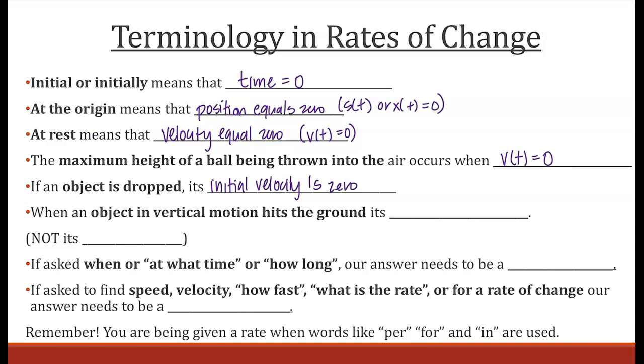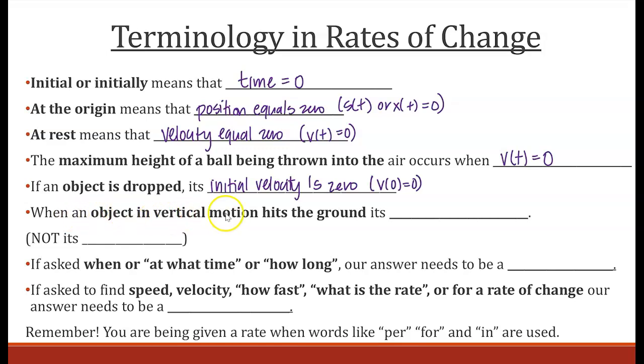If we drop something, its initial velocity must have been 0. It was just dropped. It wasn't thrown, right? Then it would have an initial velocity. But if we just let it go, its initial velocity is 0. So v of 0 is equal to 0.